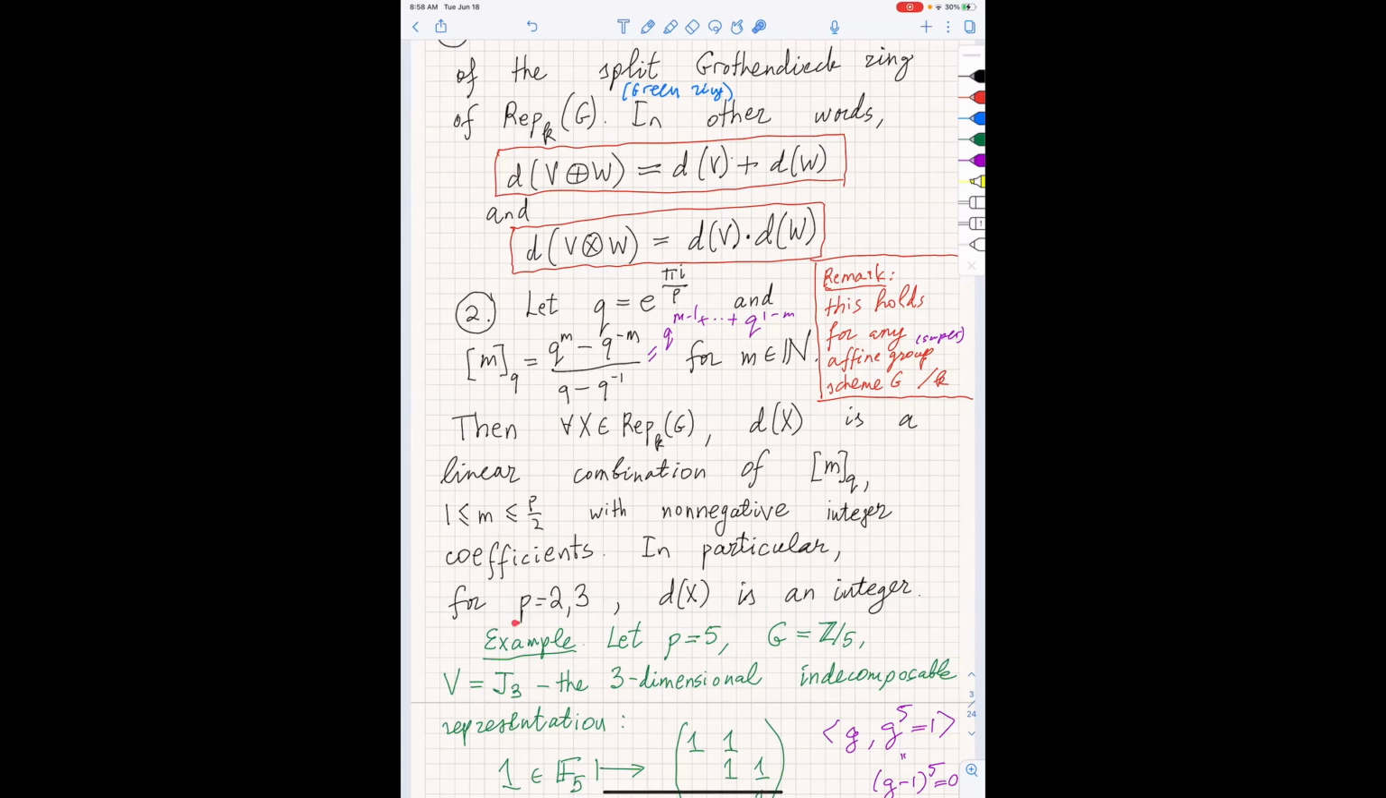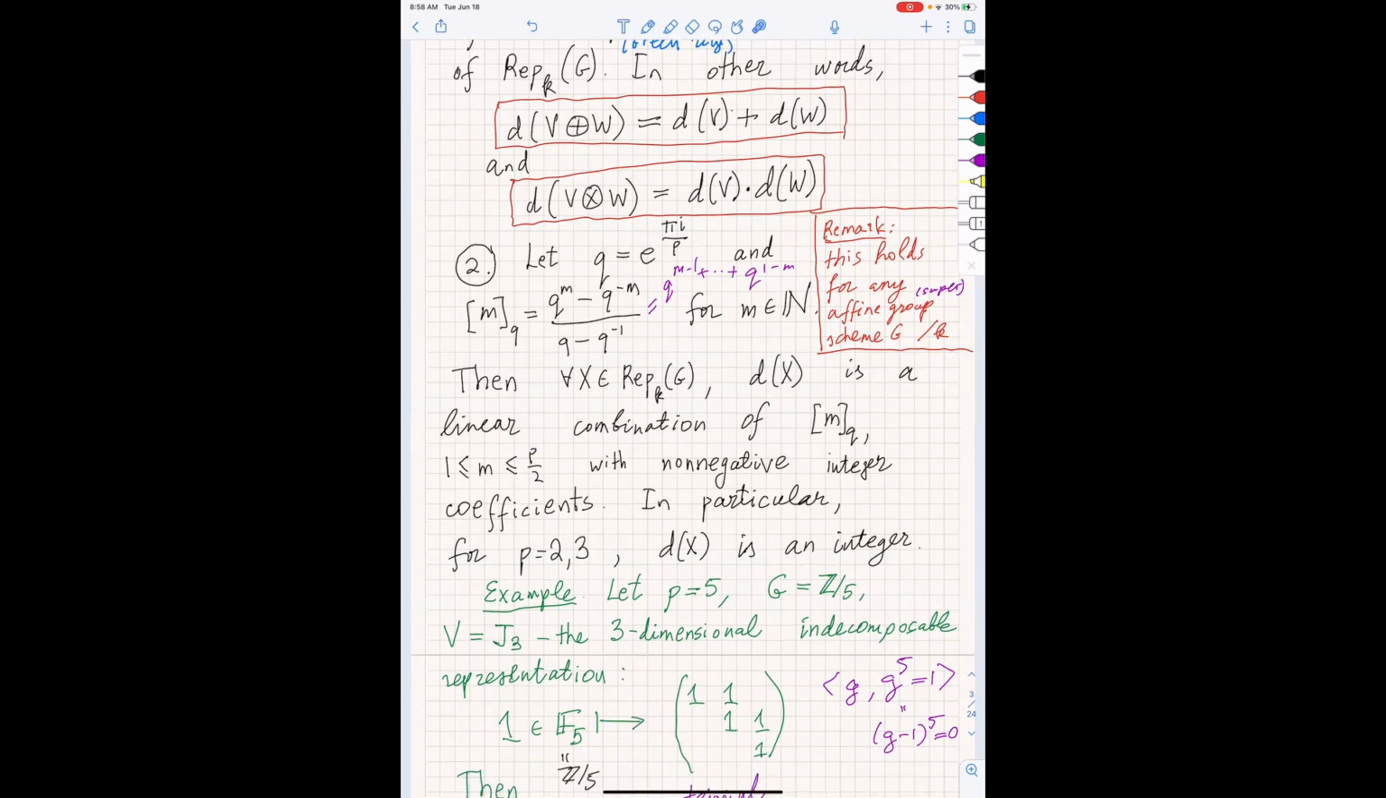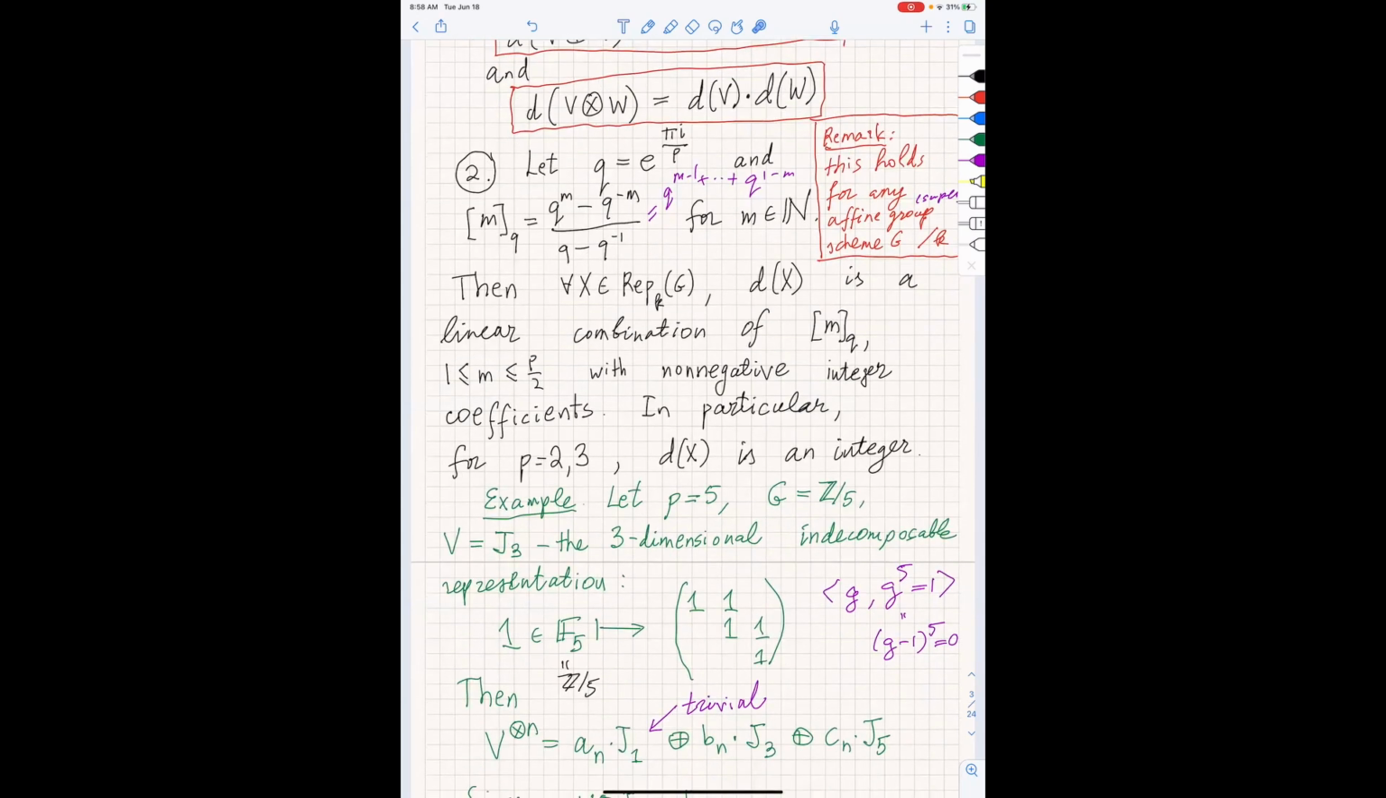So in particular, if p equals 2 or 3, this p over 2 is less than 2, and so m has to be 1. And so this is a linear combination of ones with non-negative integer coefficients, which means just a non-negative integer. So d of x is an integer in this case. We didn't know whether it was algebraic or transcendental, but actually it is an integer. And for p equal 5, actually it doesn't have to be an integer. So let me give you an example of what happens in that case.